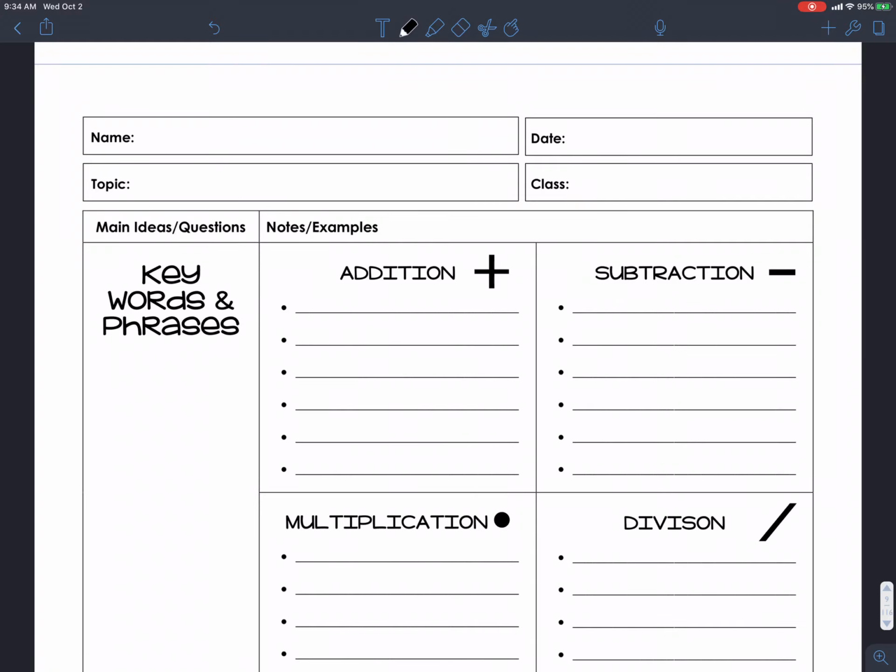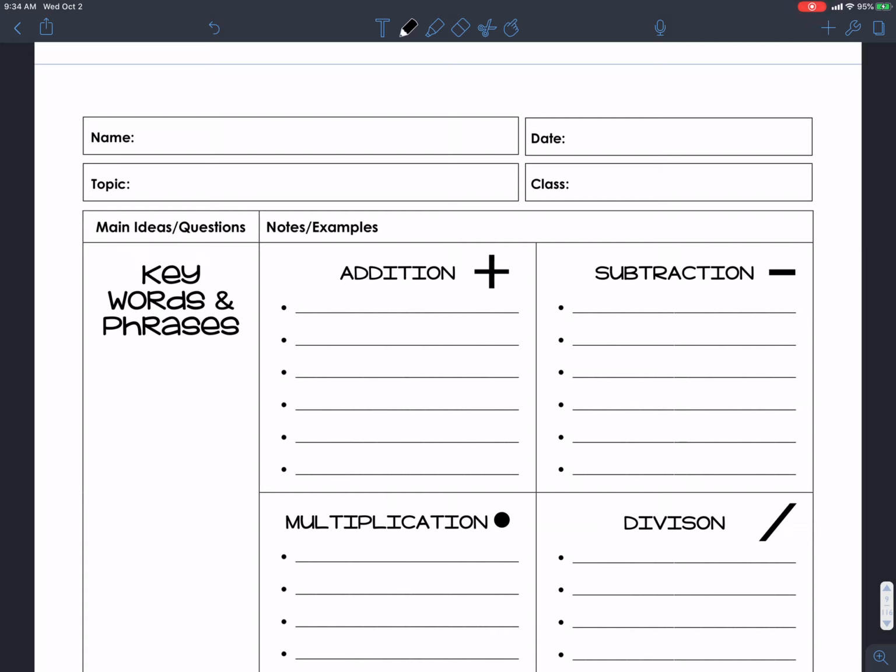Today's notes are keywords and phrases. It's pretty simple in that there's not any math really required. It's just understanding what is being said and by looking at an equation or an expression, or being able to write an equation or expression based on what you are told. So really this goes to word problems.